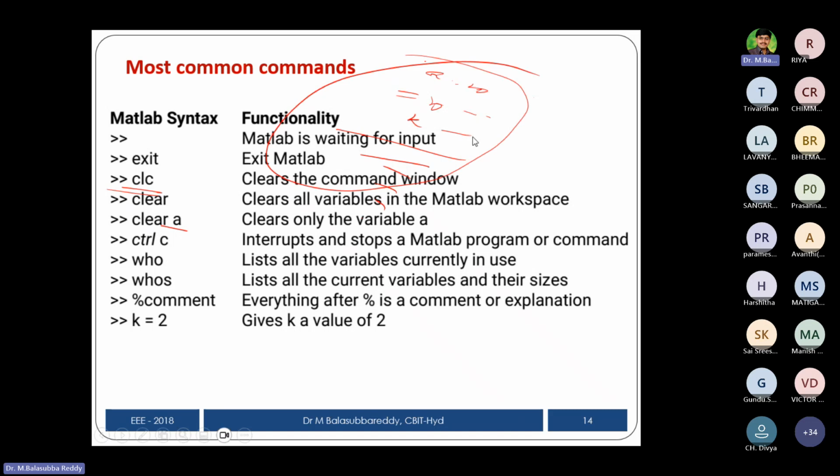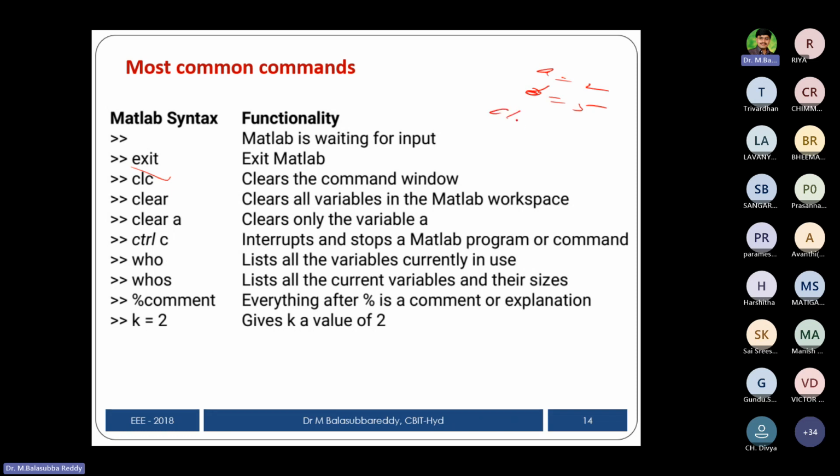But whatever data, A is equal to 5 or B is equal to 3 or something, the data will still be there. The only thing is the window is clearing. Suppose I wrote something, now I clear it like this. That is the command CLC. The other one is clear. What clear means is, whatever variables you already used, so A is equal to 2, B is equal to 5, something. If I use CLC, this will simply erase the display, it will not be visible.